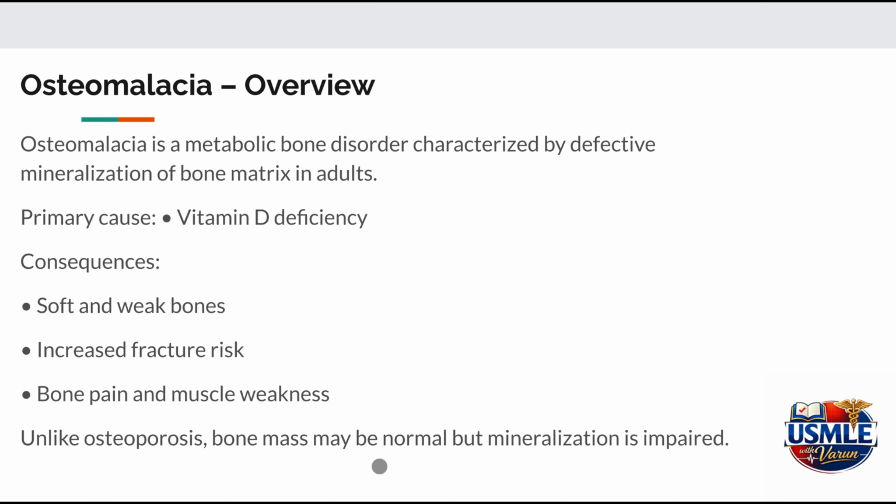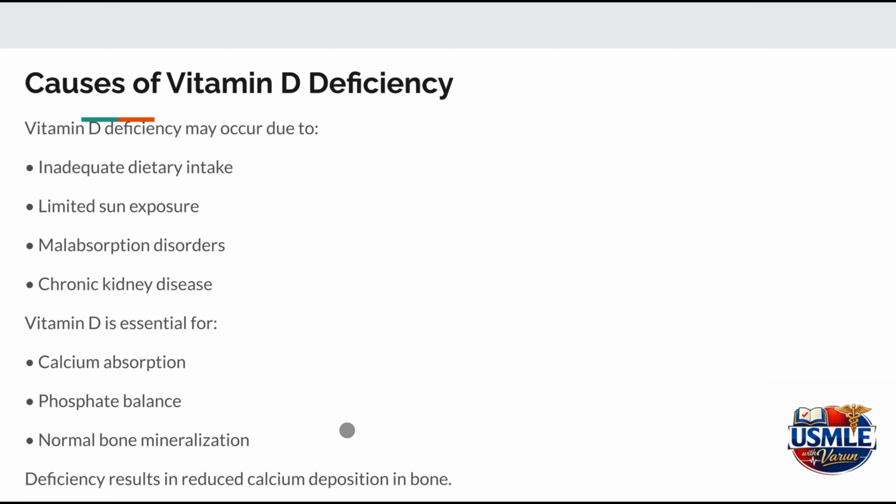Whereas in osteoporosis the amount of bone matrix is reduced, in osteomalacia the amount of bone matrix is normal, but what is defective is the mineralization of that already present bone matrix. So there is a reduced mineralization of the bone matrix.